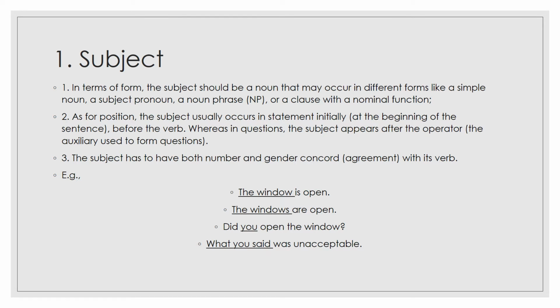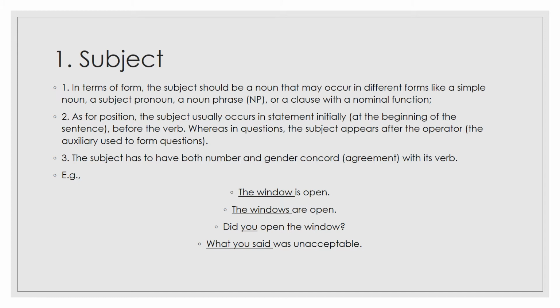But are we going to have this noun appearing in one form or different forms? Of course, the noun can appear as a simple noun, a proper noun, or a subjective pronoun. And you know what the subjective pronouns are. They are he, she, it, they, we, I, you. These are the subjective pronouns that can appear in the position of the subject. Also, the subject can appear in the form of a noun phrase or a clause with a nominal function.